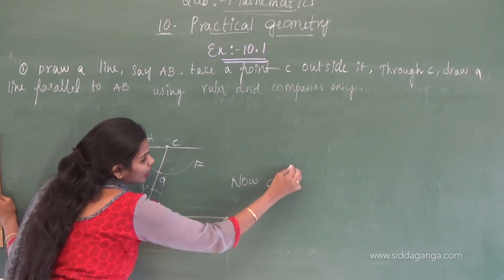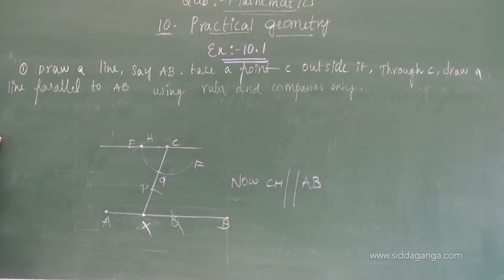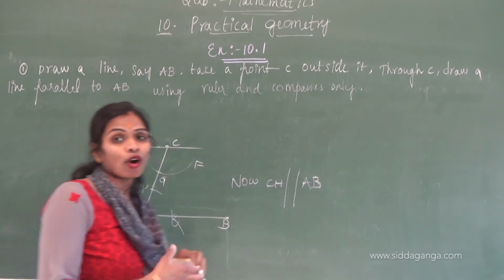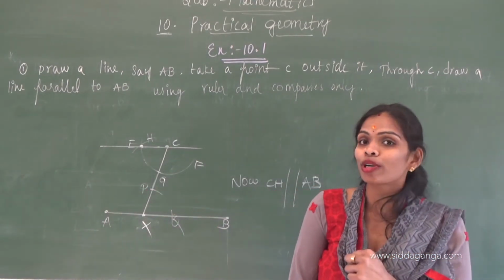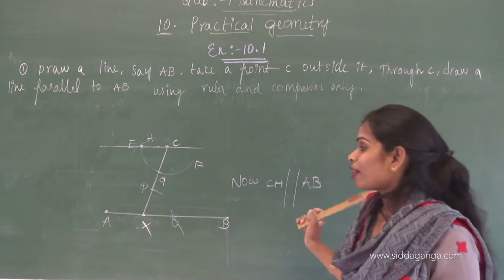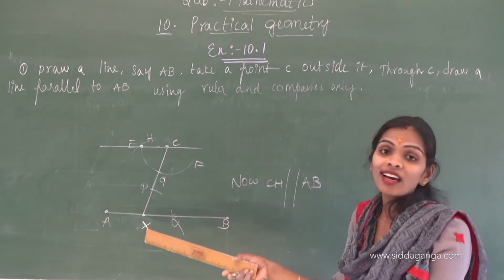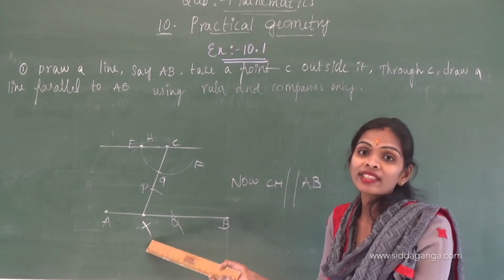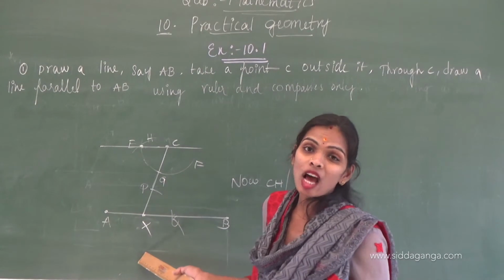CH line segment is parallel to AB. Whatever I did in the example problem, like that only I did. There I have taken L as a line segment. Here, AB, what they are telling us, we just have to take AB as a line segment, and I am taking a point X on AB.